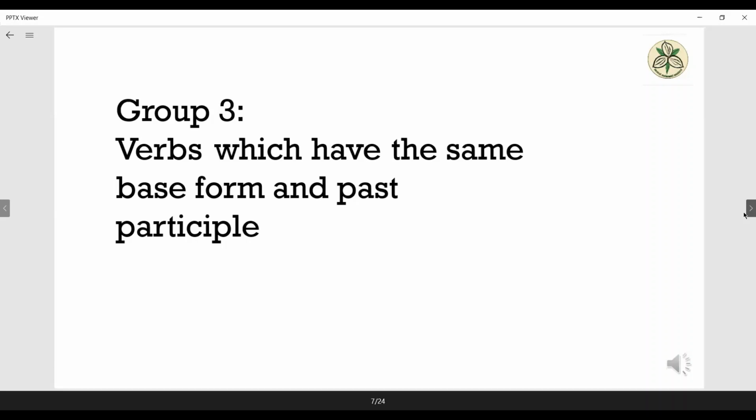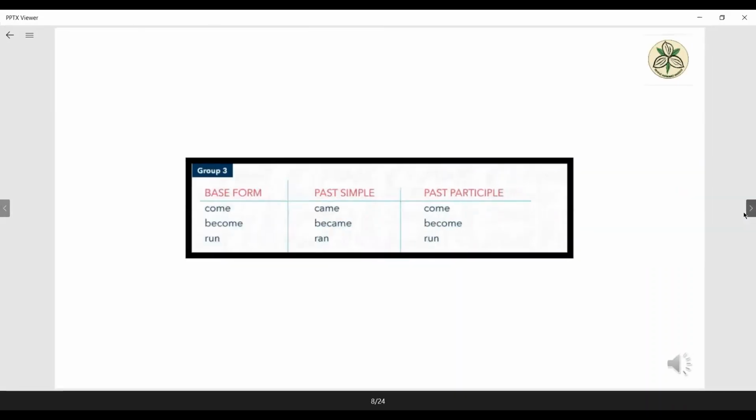We can look at the chart as well. Like come will change into past. When we take it and change it into past simple, it will become came, and then in past participle it will be changed into come again.